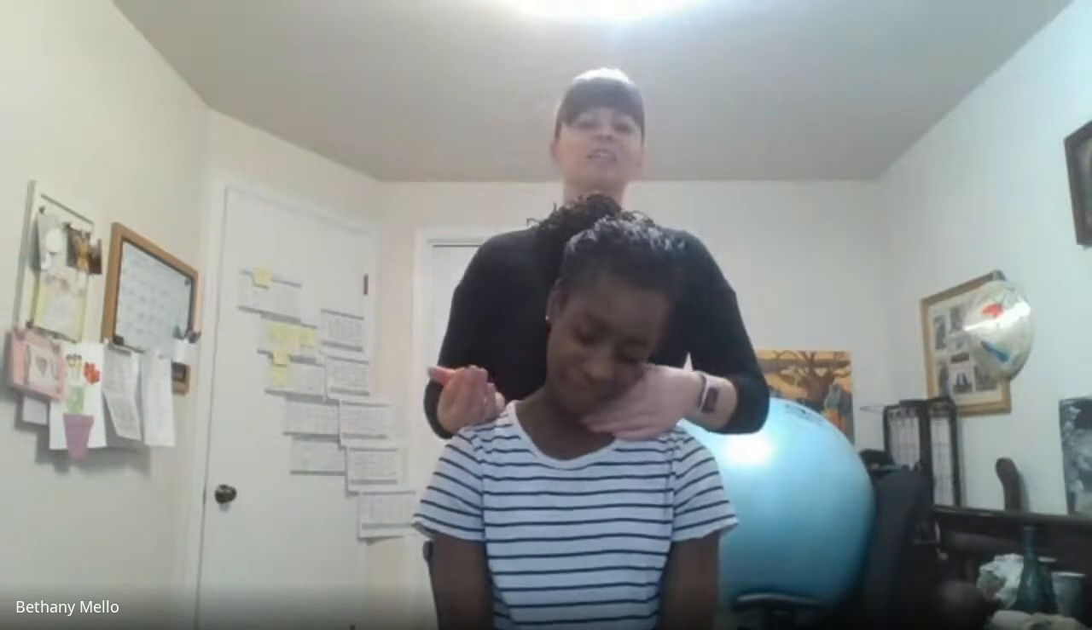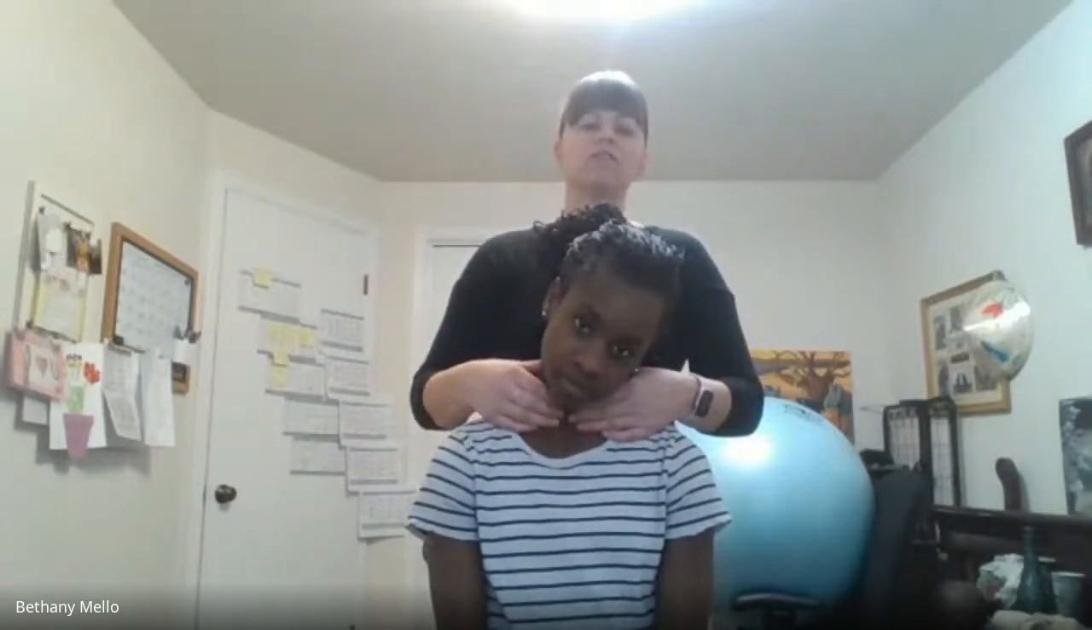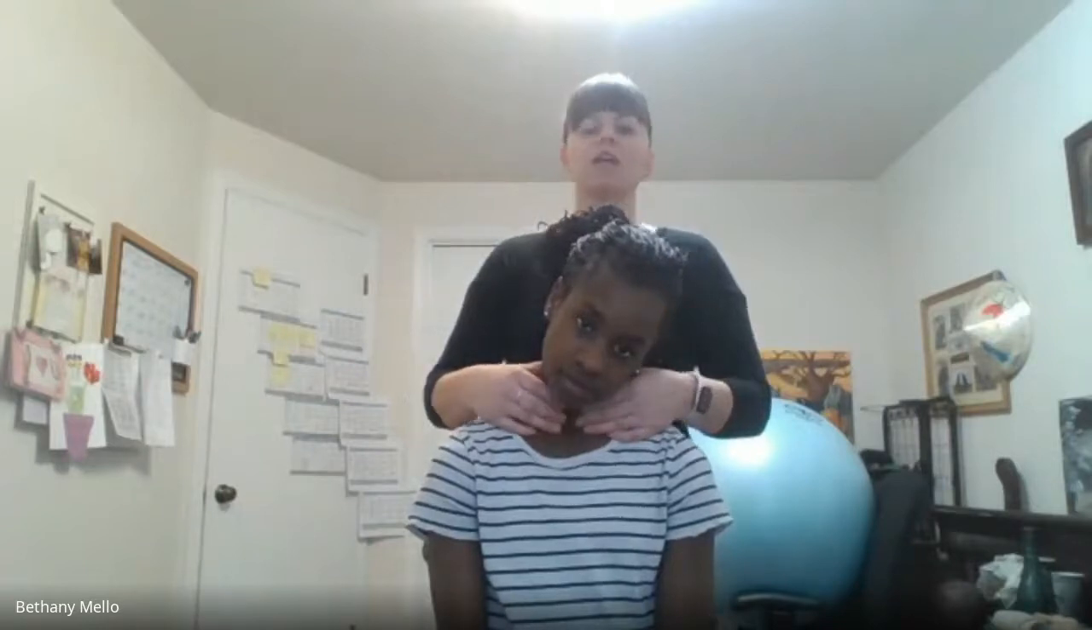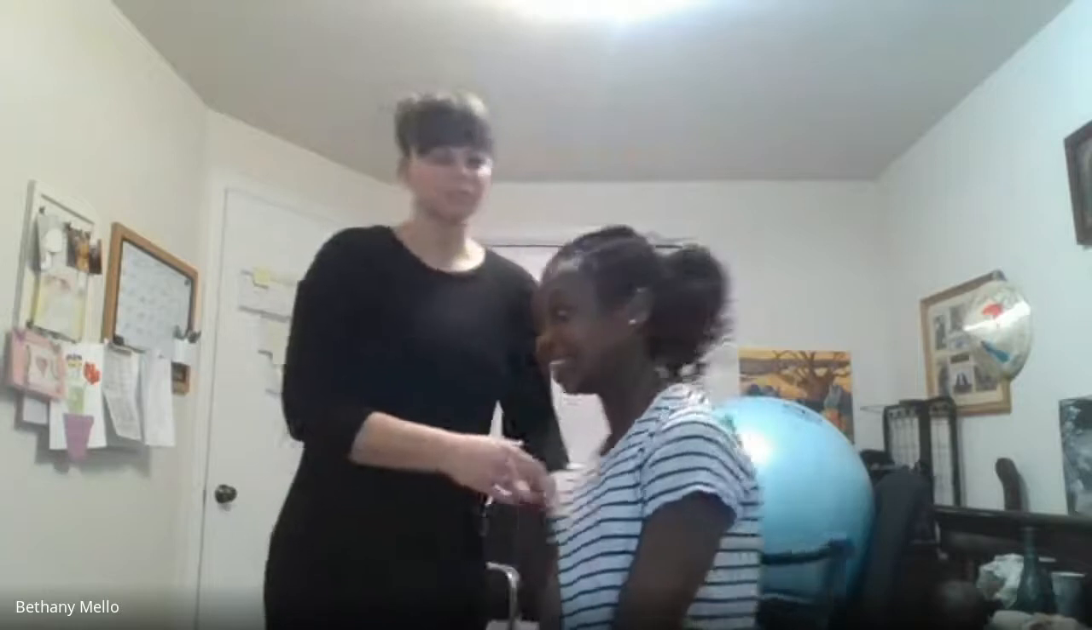Same thing on the other side. Displace it this way. With this non-dominant hand, now gently feel as you swallow again. Good. And I don't feel anything abnormal. From the front view, and this is actually how I do the thyroid for the most part.